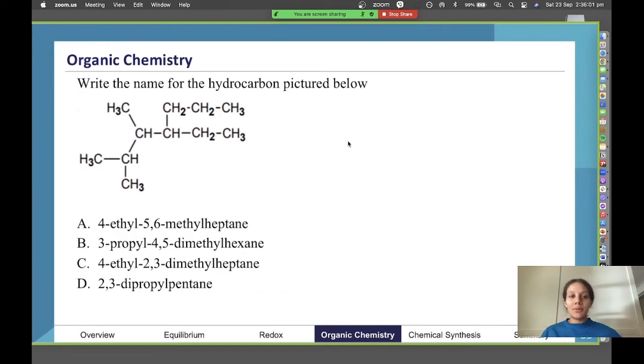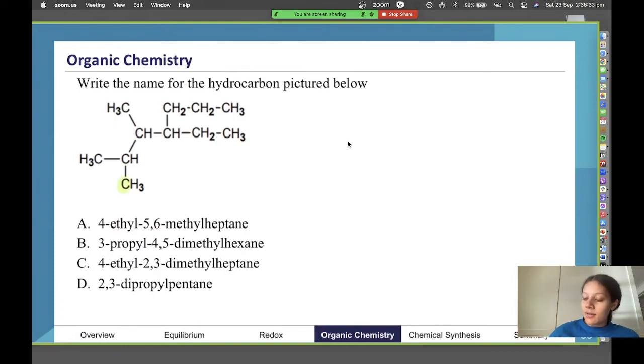Now this next one here, so we want to write the name for the hydrocarbon pictured below. So now we can see we've got a bit more of a complicated one. We don't have any double or triple bonds or special functional groups yet, but we do have a lot of branching. So the way that this will kind of work to start off with is we want to think about figuring out what's our longest chain of carbons that we can make, because that's going to be our parent chain. So let's have a bit of a trial of some different ones.